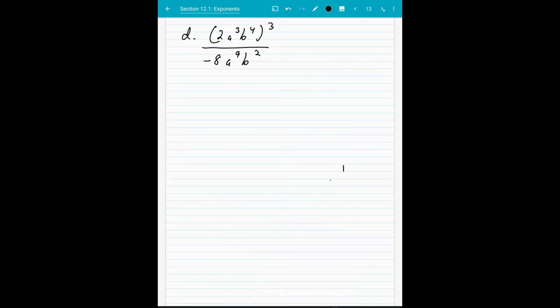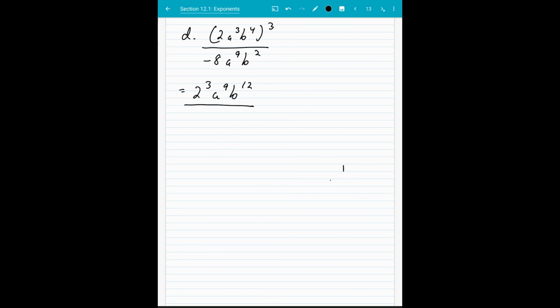Remember way back in the very beginning when I started teaching this, I told you all to simplify the top and the bottom fractions individually before you decide to combine anything on the top and the bottom. So simplify the entire top first, then the bottom as much as you can, and then combine everything from the top and the bottom. So if I look at the top, I can distribute that 3 to everything on the inside. This would be 2 to the third, a to the 9th, b to the 12th power.